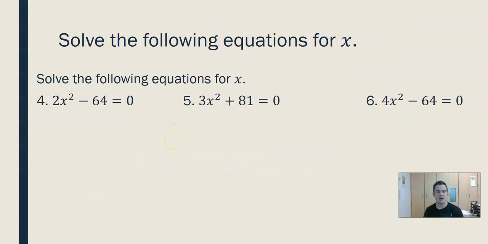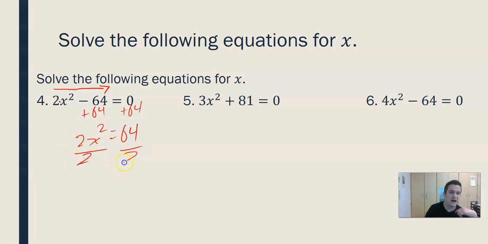Okay, let's do a couple where there are a few extra steps. So here I have 2x squared minus 64 equals 0. Well, I have 2 times x squared, minus 64. I need to start undoing this equation by taking care of everything that's the farthest away from x squared and then working in. So I need to add 64 on both sides. So you get 2x squared equals 64. Well, x squared isn't completely by itself yet. It's still being multiplied by 2. So I need to divide by 2 on both sides. So I get x squared equals 32.